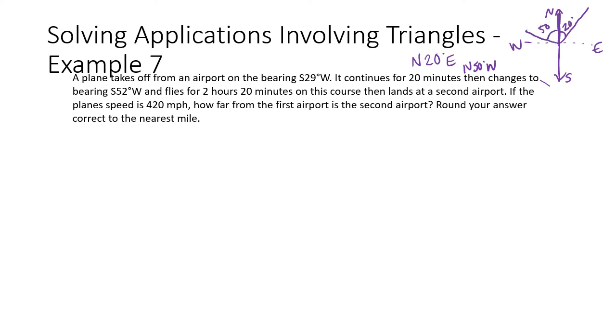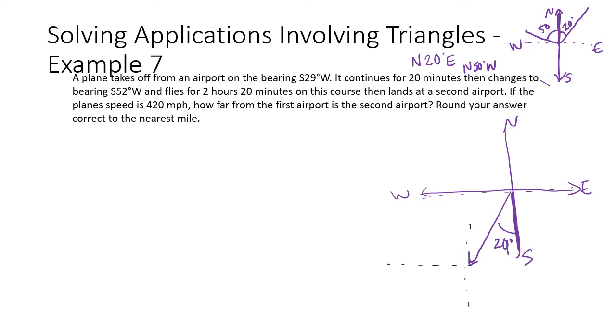western position. So when we're first setting this problem up, if I've got an airplane, I've got my north, south, east, west. All right, so south 29 degrees is going to be starting from the South Pole and going 29 degrees in the western direction. Okay, then it changed course.